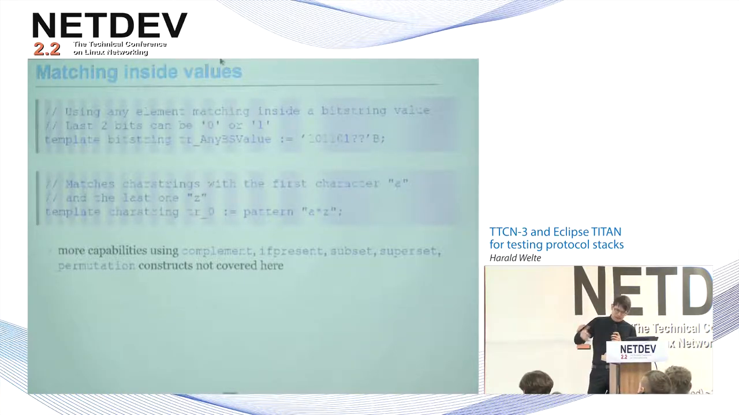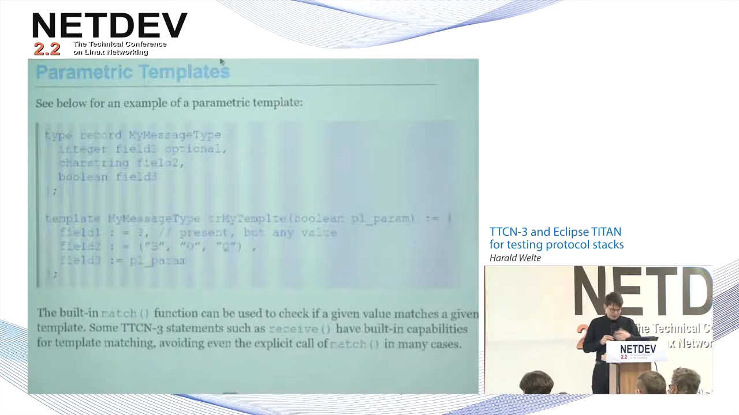You also have much more, I'm not going to go into all the details of the language here, time is not sufficient, but you also have other constructs such as complement, if present, subsets, supersets, and permutations that you can use to construct that. And of course, the interesting part is when you apply templates to structure types and nested structure types, and also you can have parametric templates.